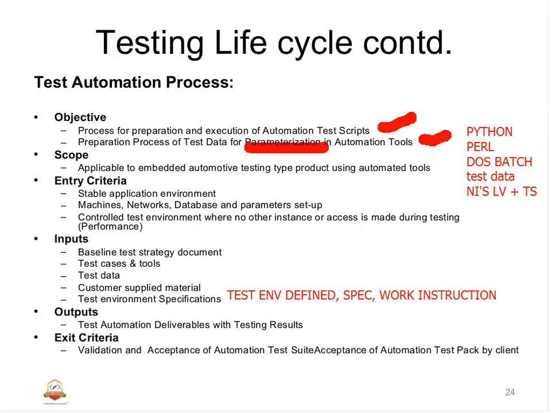The output of the test automation process is test automation deliverables with test data. That means as an output of the testing with the help of automation, we will have the results. That is an outcome of this process. The exit criteria is validation and acceptance of the automation test suite, acceptance of the automation test stack by the client. That means the output of the automation should be accepted by the relevant stakeholders.